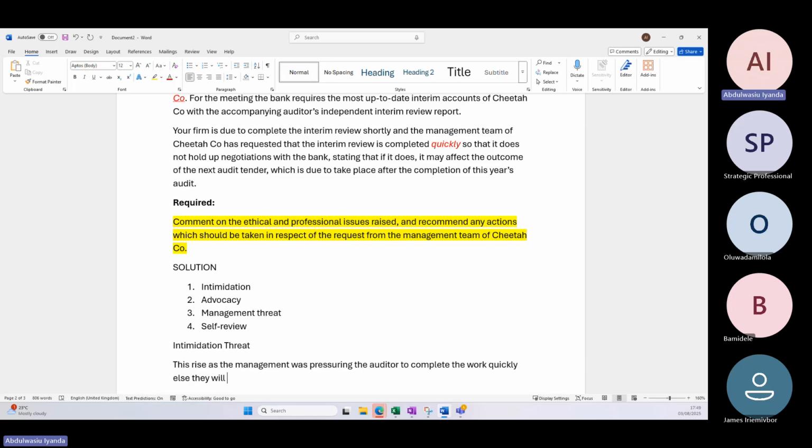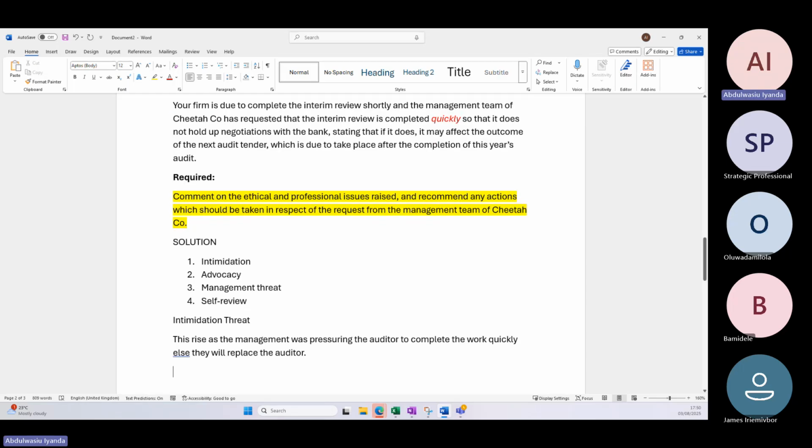That if it does, it will affect the outcome of the next audit tender. Okay, that's fine. This arises from the manager's expression to complete the audit work quickly. I think this maybe one line speaks to the message, right? So we can do another one.